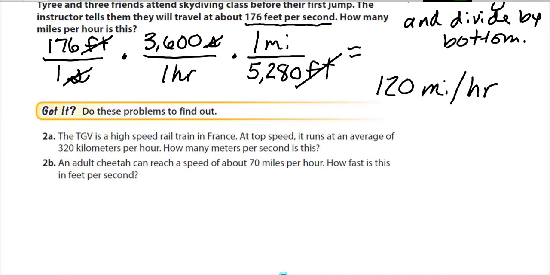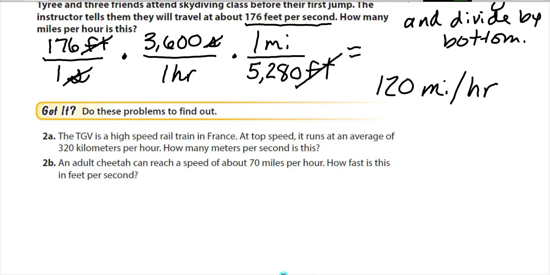All right, 2A says, the TGV is a high-speed rail train in France. Wait, TGV, is that what I said? Yeah, I think so. Anyway, at top speed, it runs at an average of 320 kilometers per hour. Remember, they use metrics over in other countries. How many meters per second is this?